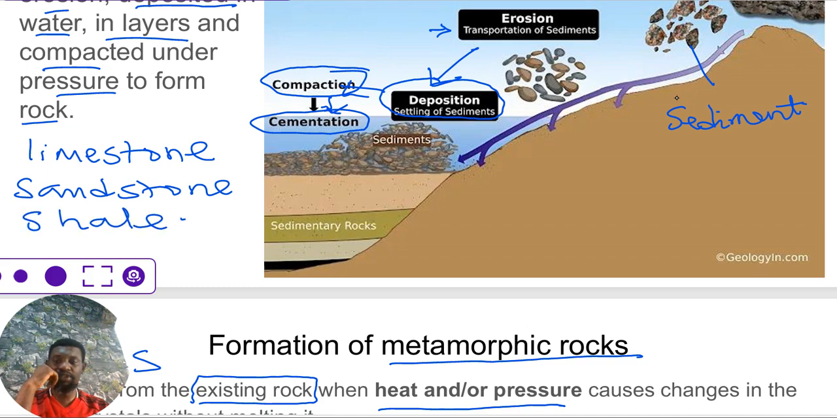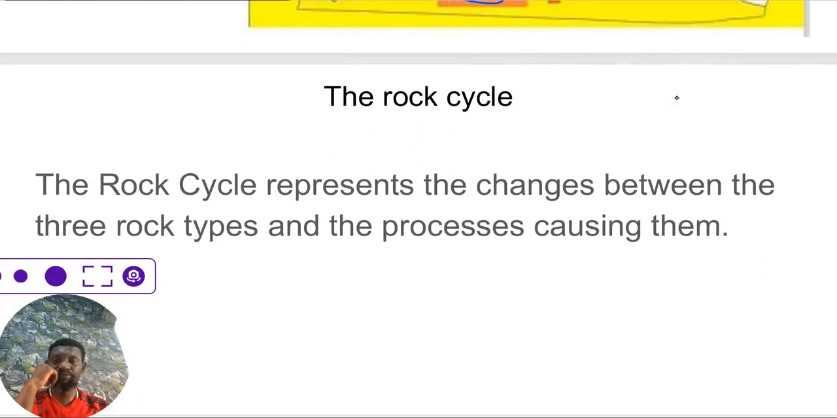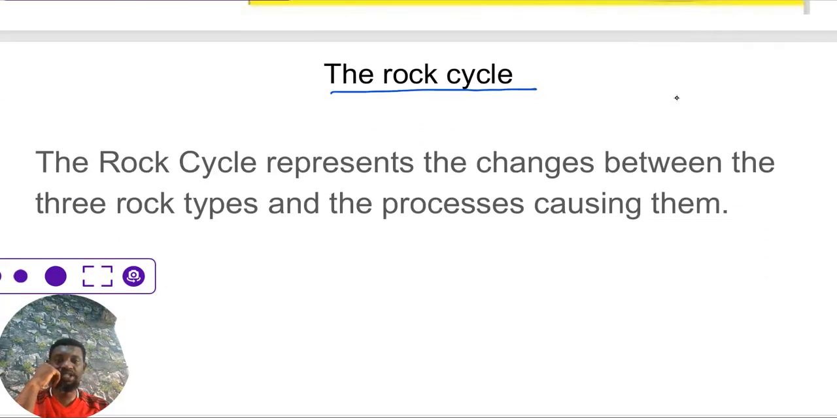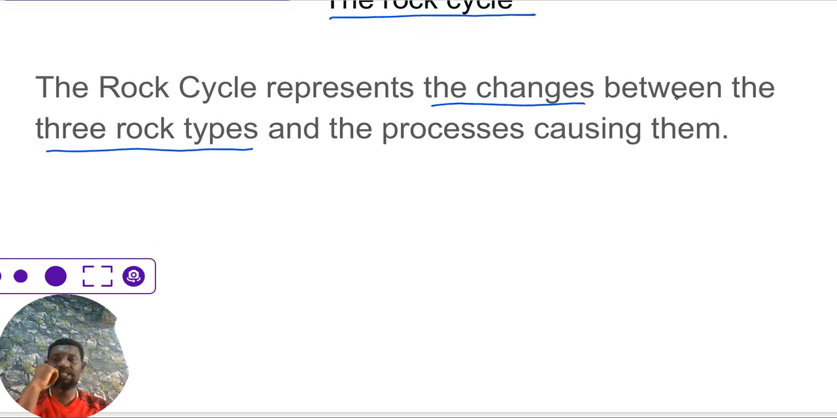These are the three examples your syllabus also needs you to know. Now moving forward, we need to look at the rock cycle. The rock cycle simply represents the changes between the three types of rocks. So, how the three types of rock can convert from one form to another.